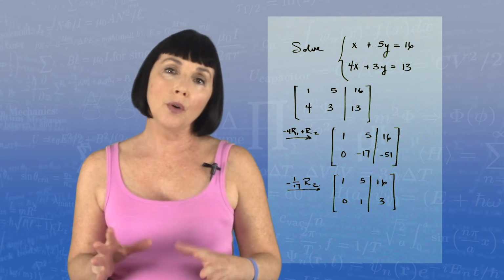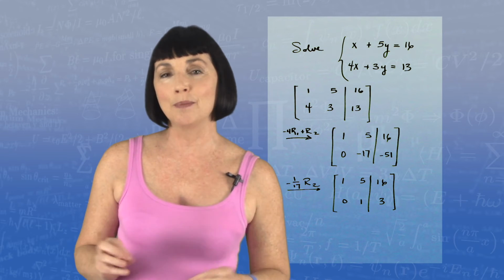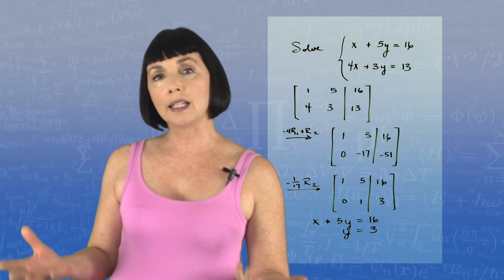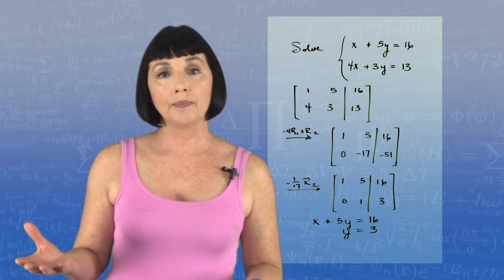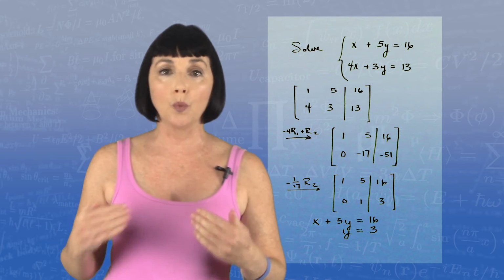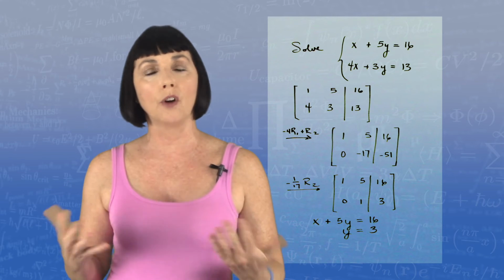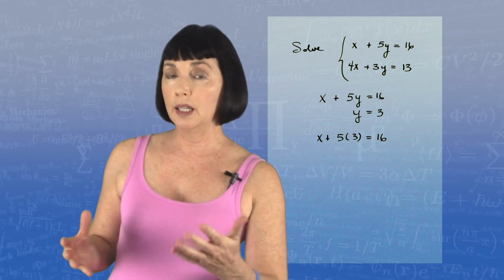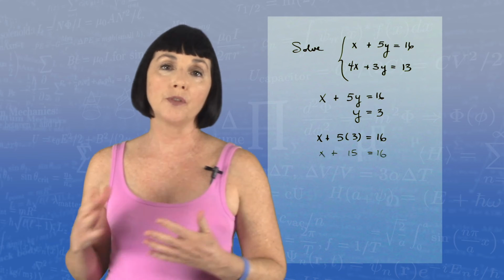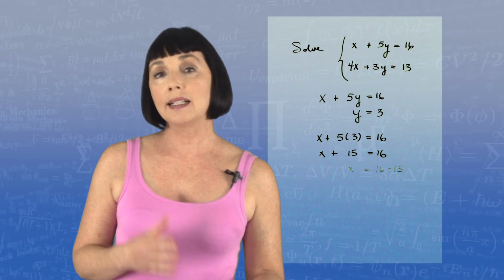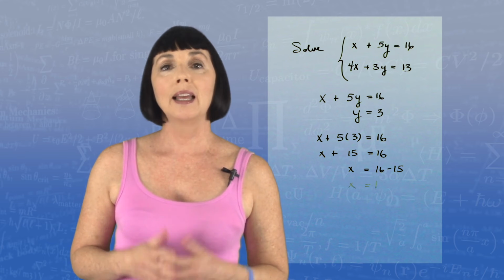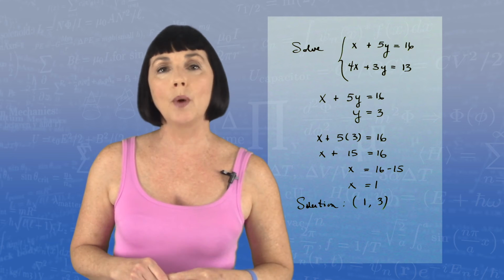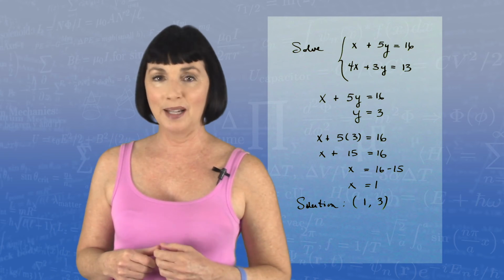So now we're going to write the corresponding system of equations, and that is x + 5y = 16 and y = 3. Now we can just substitute y into our first equation and solve for x. So we have x + 5 times 3 = 16, so x + 15 = 16, x = 16 - 15, x = 1. So the solution to the original system of equations is (1, 3).